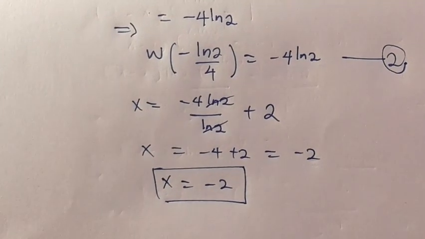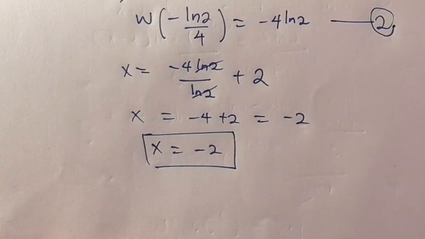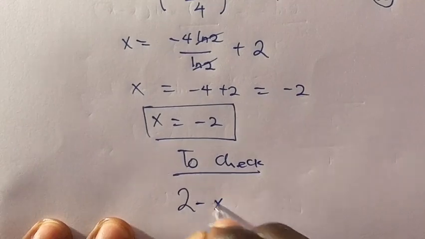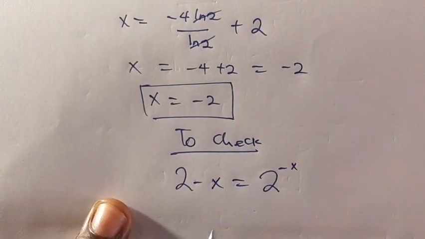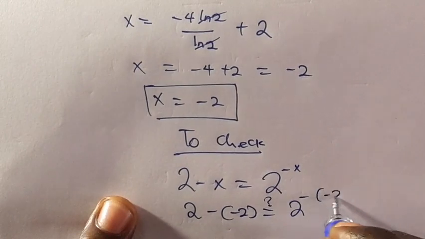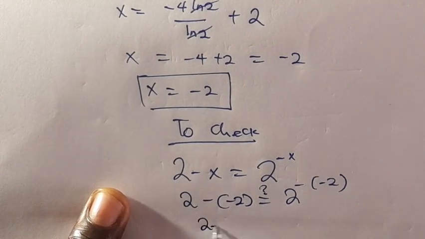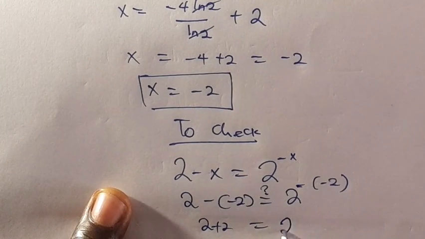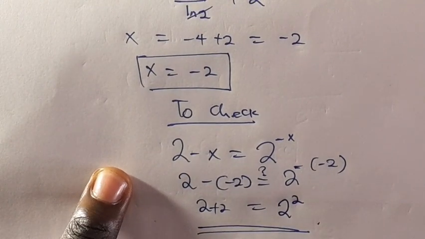So now, we can check for the value of x. To check, we have 2 minus x equals 2 raised to power minus x. When x equals minus 2, we have 2 minus (minus 2), which equals 2 raised to power minus (minus 2). From here, obviously, minus times minus is plus, so we have 2 plus 2, which is 4, equals 2 raised to power 2, which is also 4. So this is true.